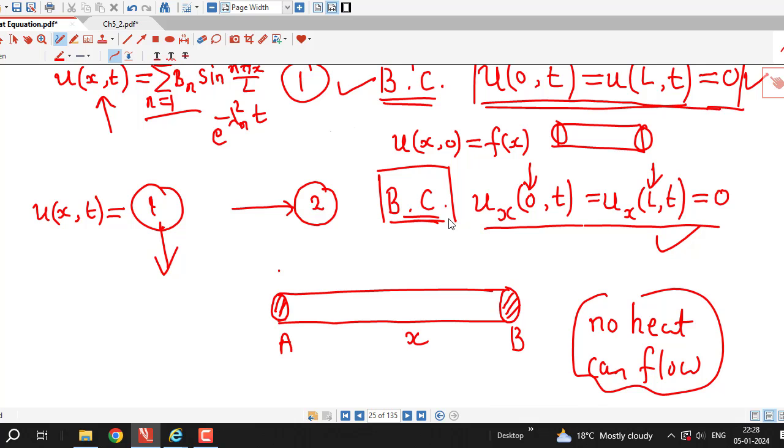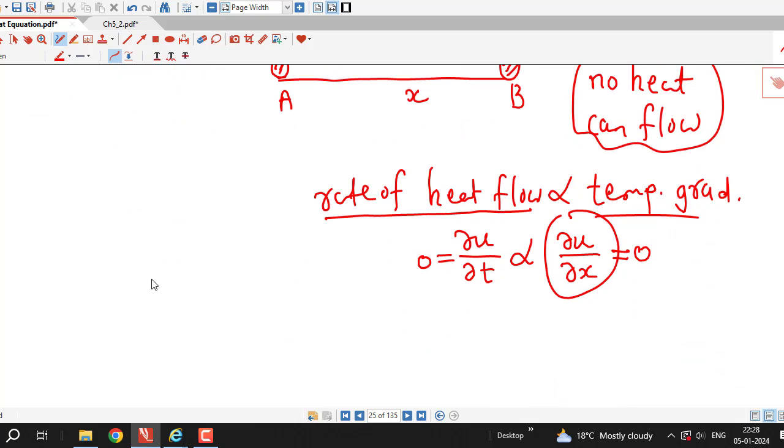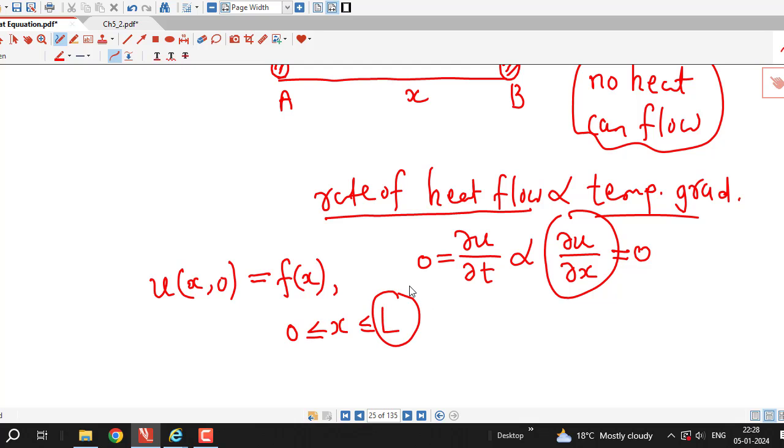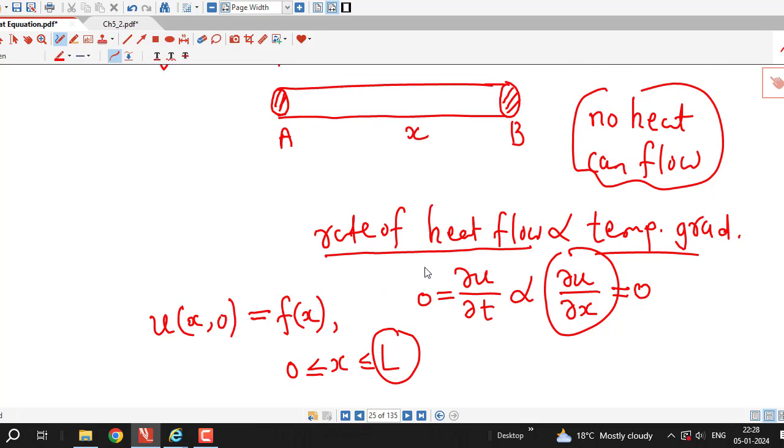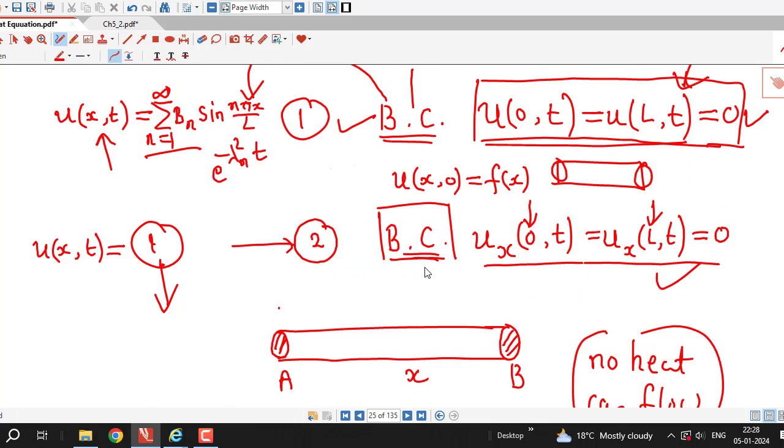In that case we have to discuss what the solution will be if both the ends of the bar are insulated. And the initial condition is the same, that at time t equal to 0 the temperature is a function of x, and the value of x lies between 0 and L, where L is the length of the metal bar. In this lecture we are going to discuss the type of solution for the metal bar with insulated ends, that is, with this type of boundary conditions.